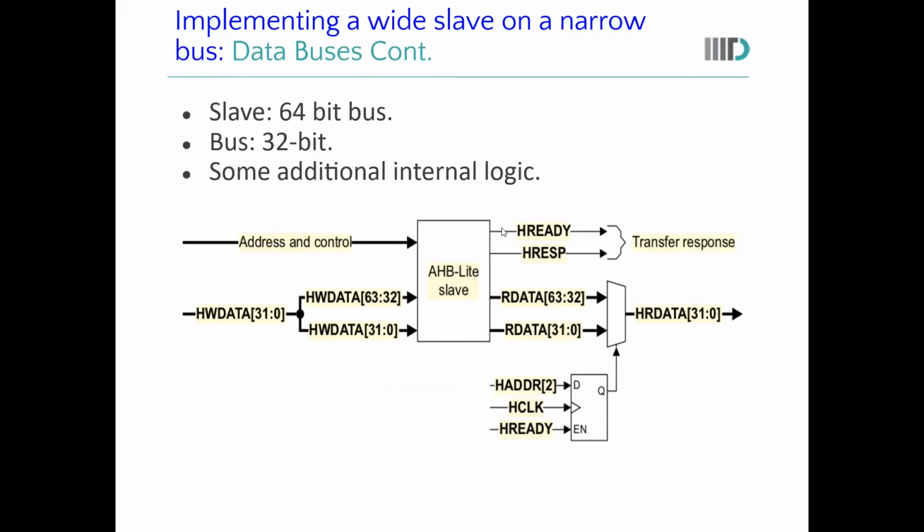Similarly, the vice versa can also be implemented, where there is a 64-bit bus with the slave and a 32-bit bus, and we can map the data starting with bits 0 to 31 of HWDATA to HRDATA 0 to 31. In between, it is divided into two particular halves. Moving on to the next slide.